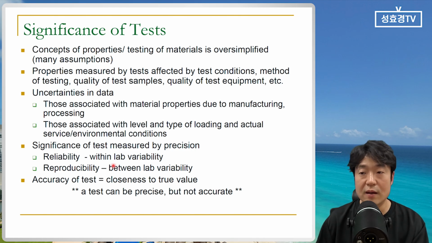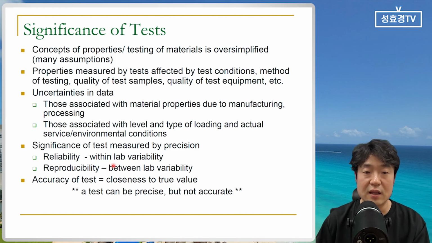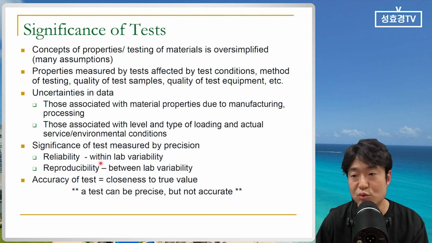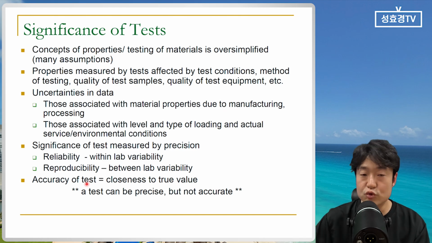The significance of the test is measured by precision and reliability. Other people can do it and get the same properties, or at least use the same method. They should do the same thing, which is reproducibility. And accuracy is also important. A test can be very precise but not accurate. A precise test is very important, and precision does not always mean accuracy.